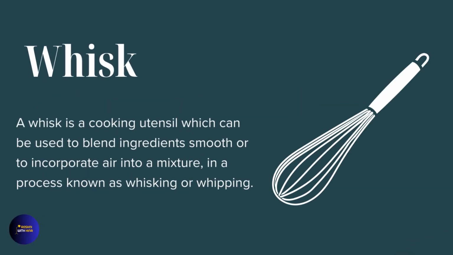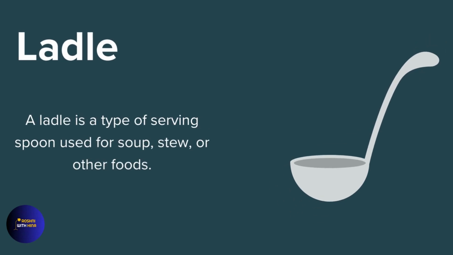Whisk. A whisk is a cooking utensil which can be used to blend ingredients smooth or to incorporate air into a mixture in a process known as whisking or whipping. Ladle. A ladle is a type of serving spoon used for soup, stew, or other foods.